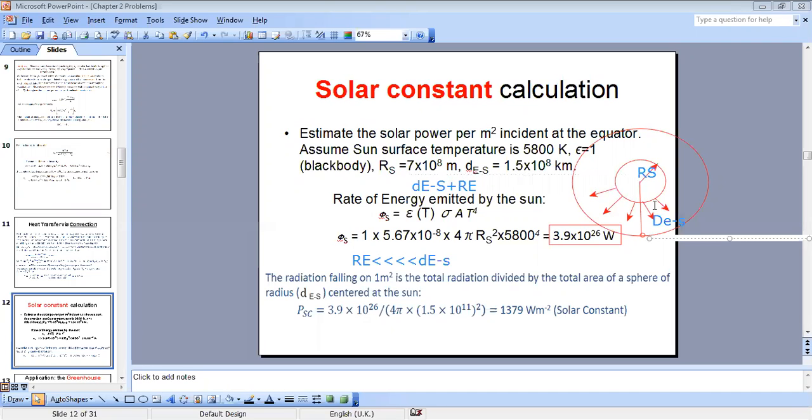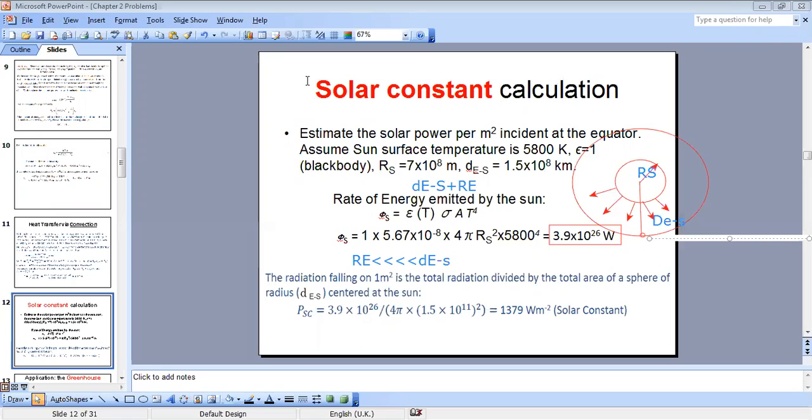Now, the next step is to find what is the intensity at this point. To find the intensity at this point, we know that the total flux is the same. So the flux in watts emitted is the same. But what is different now is that this flux is divided over a much larger lateral area.